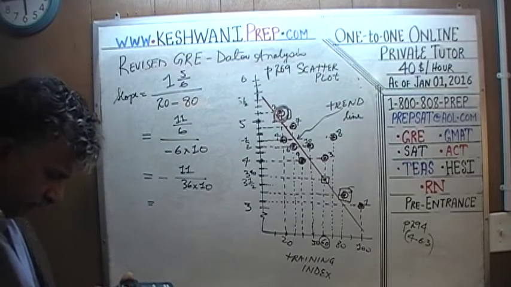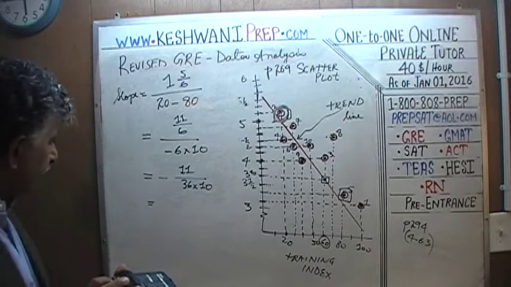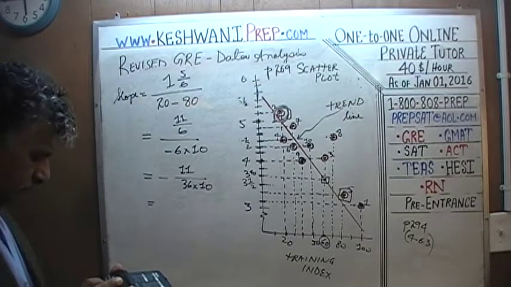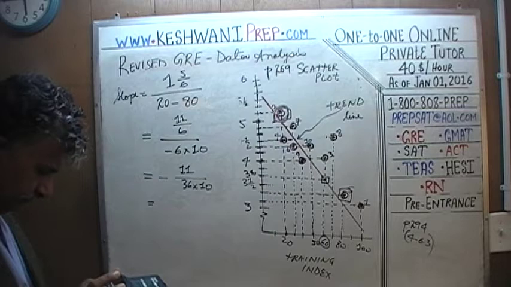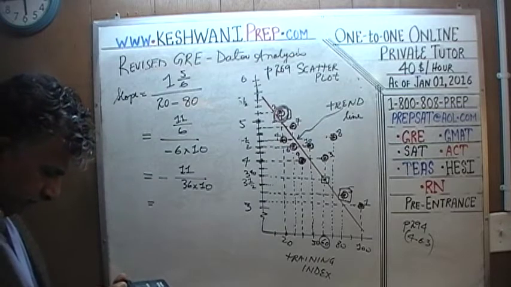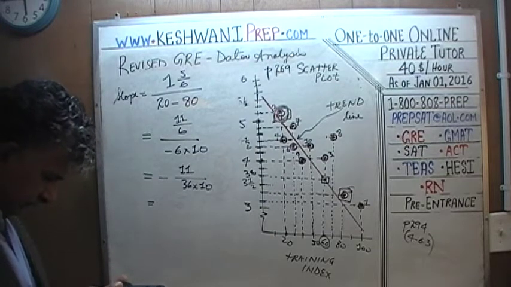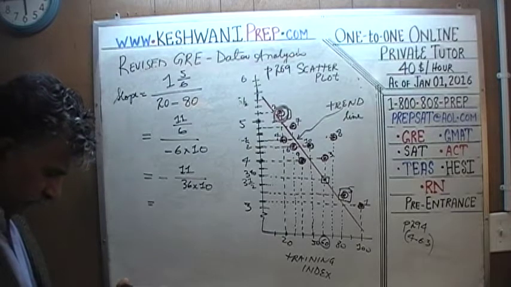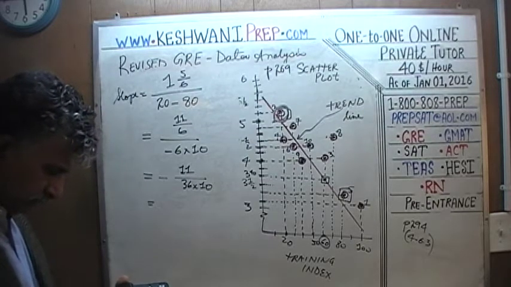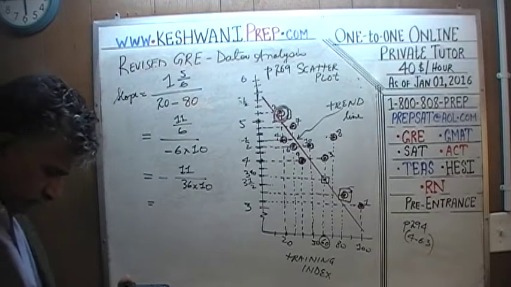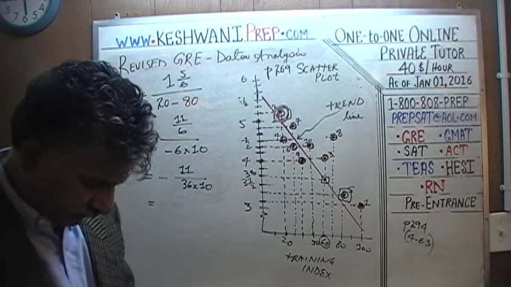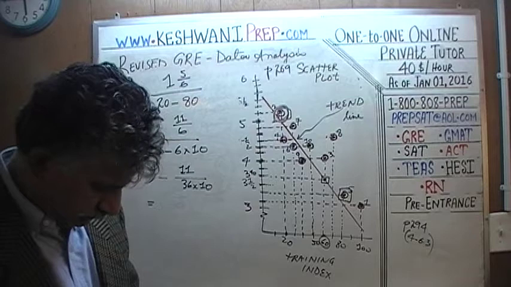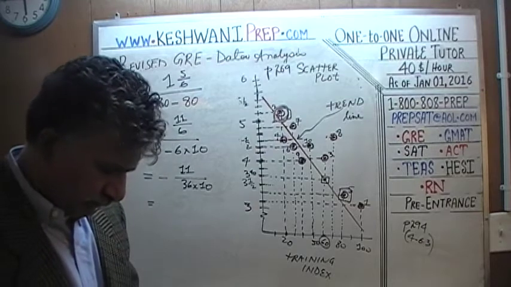11 divided by 36. Just give me one second, okay? Just be patient. To start again. As I told you, I've never used it. Now I don't know how to clear it. I pressed the wrong key. Blast it. There we go.